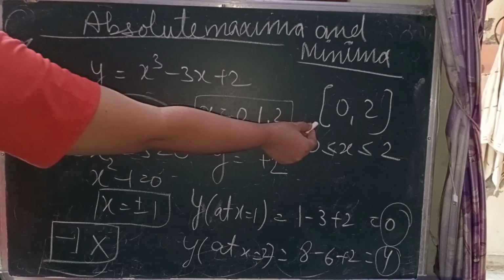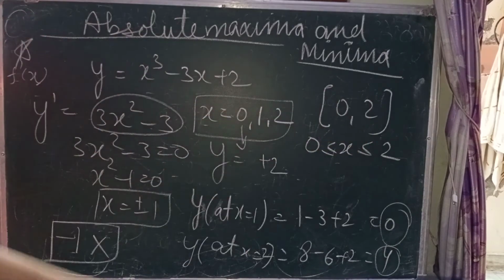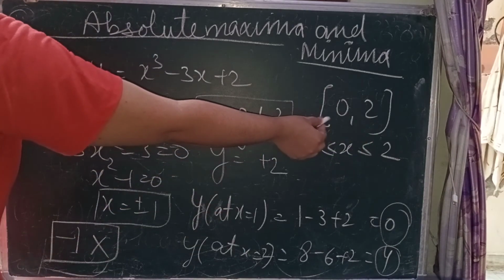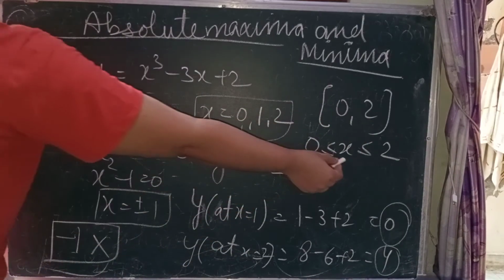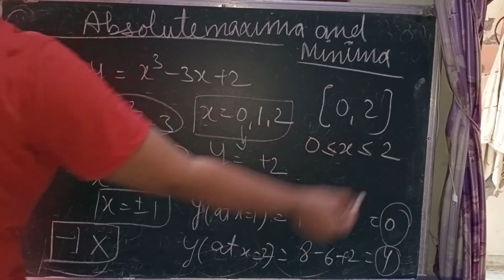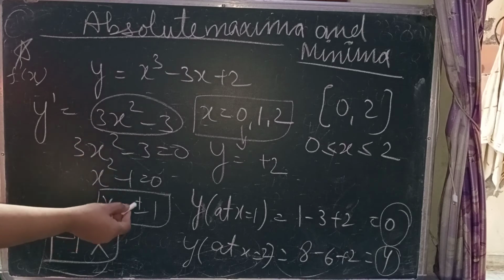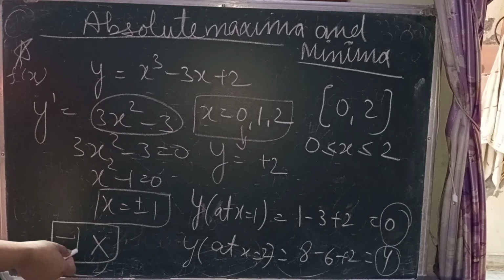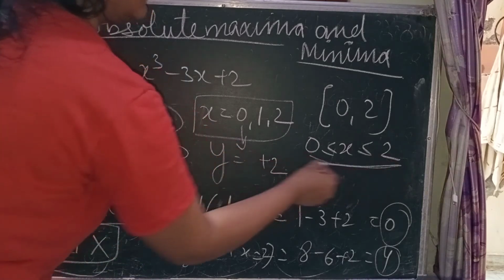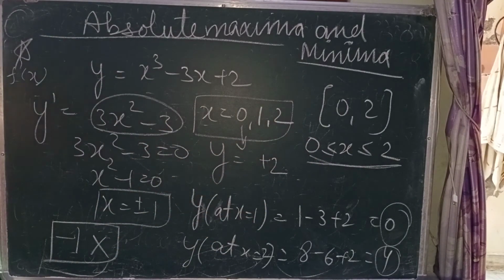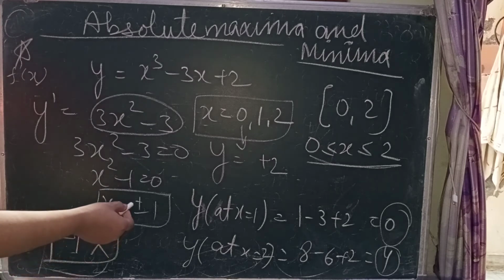As the interval was already given, closed interval 0 to 2, you can understand what it means. The closed interval indicates that x is greater than or equal to 0 and less than or equal to 2. Here we got the critical values of x, plus 1 and minus 1. Since minus 1 does not lie in this interval, we can say that plus 1 lies there. So minus 1 we can ignore and we take plus 1.